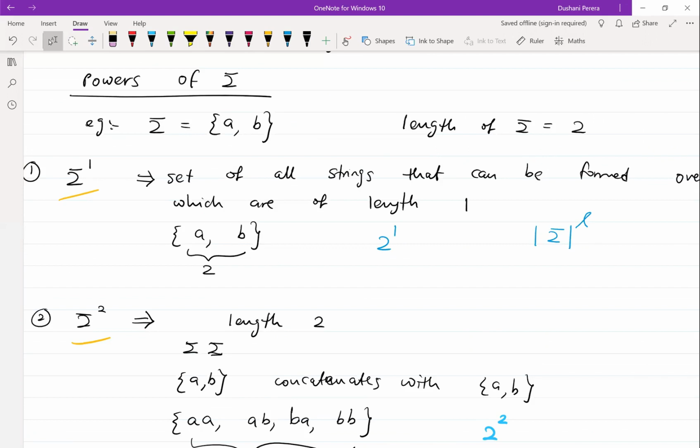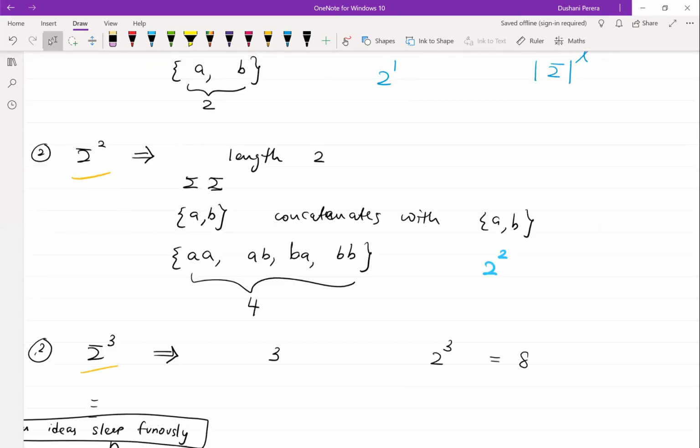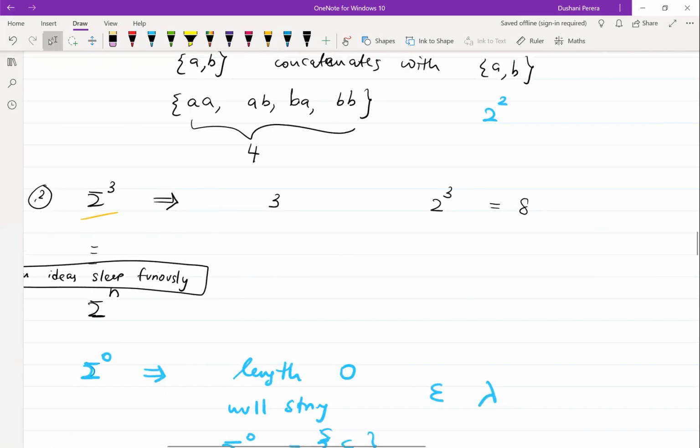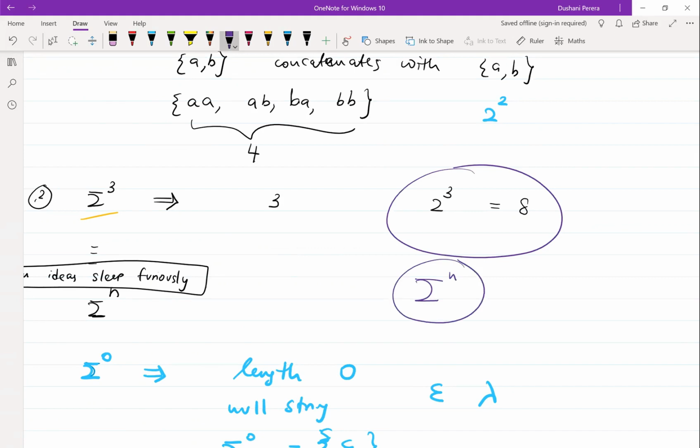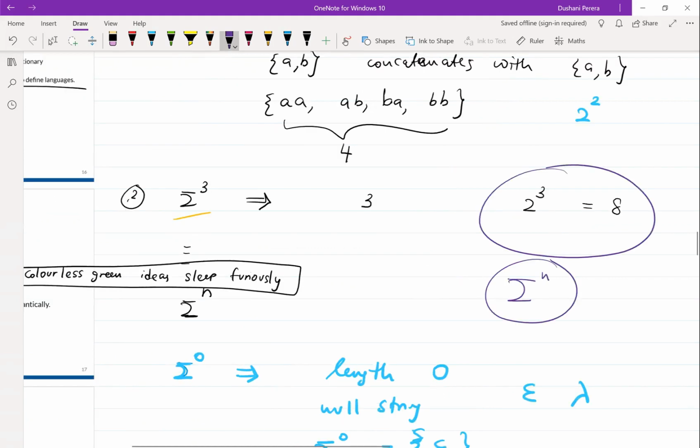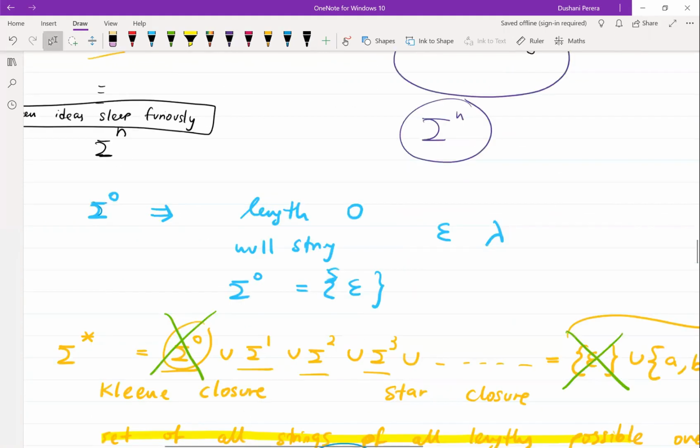Then sigma 2, we said sigma to the power of 2 means sigma gets concatenated with sigma. So these are the strings of length 2 you can form over this alphabet. It continues with sigma 3, sigma 4, same thing, and you can find how many strings you can generate in that particular length using the expression that we found out. Then we defined sigma 0, which gives us the null string.